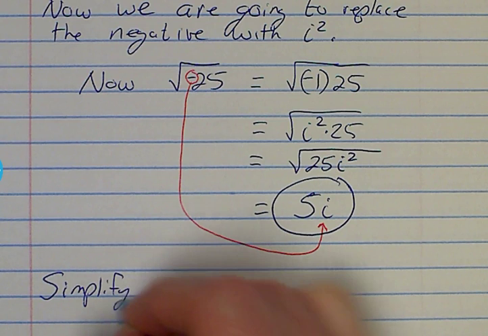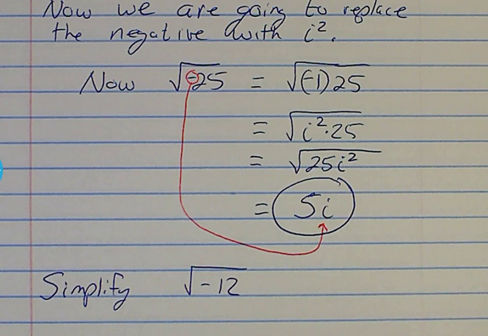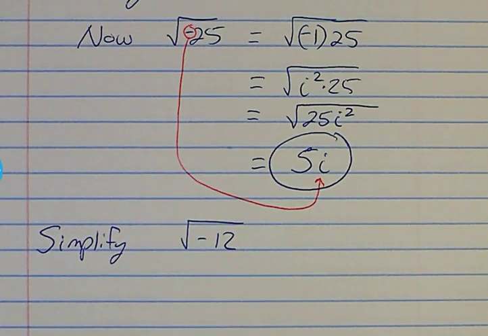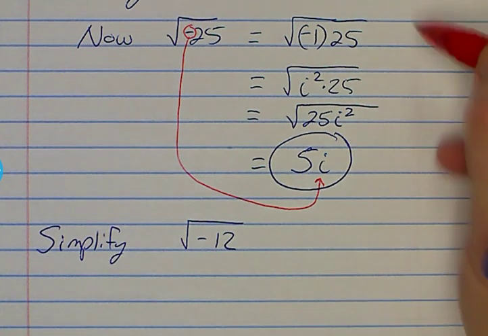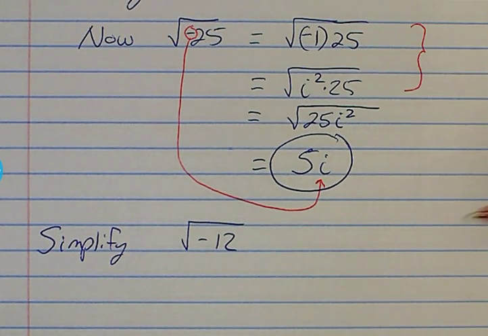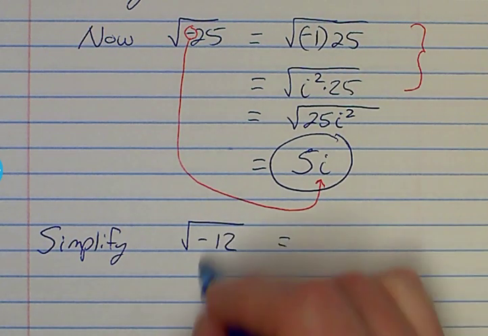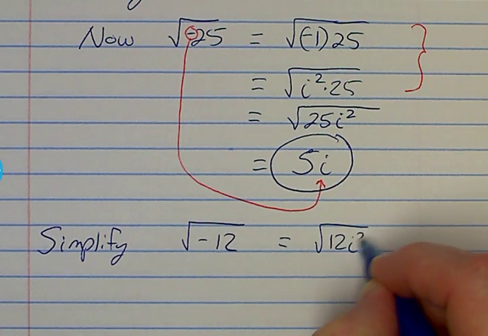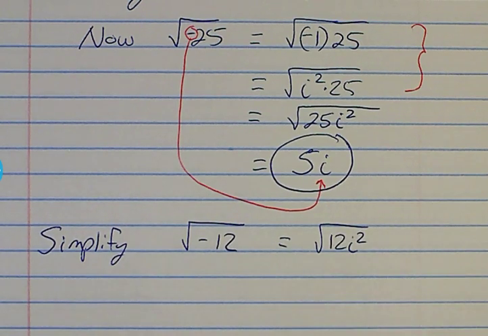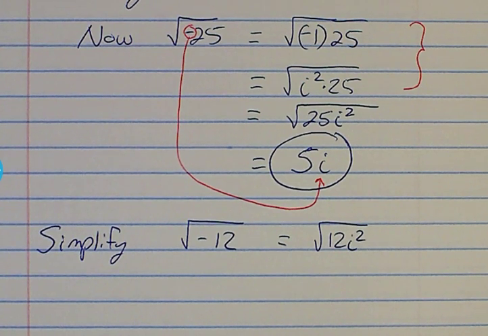Now let's give you one more to simplify. Let's say we're going to do square root of negative 12. Once you start doing these, you can skip these two steps and just realize that you've got square root of negative 12. Just take the negative out and put the I squared in its place. Again, move it from the front to the back, because that's the way we're most used to seeing variables and numbers put together.